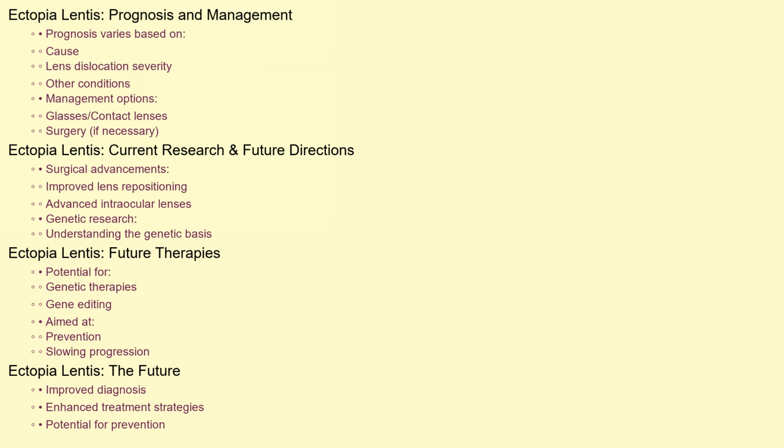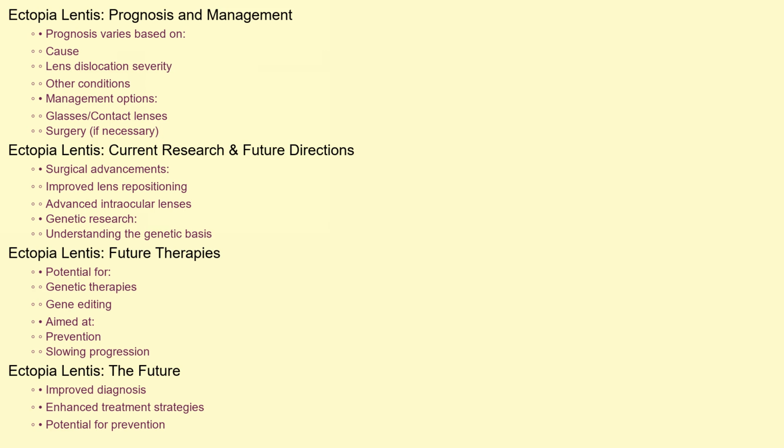The prognosis for individuals with ectopia lentis varies depending on the cause, the degree of lens dislocation, and the presence of other ocular or systemic conditions. With proper management, including glasses, contact lenses, and, if necessary, surgery, many individuals can achieve good vision and maintain a reasonable quality of life. Recent research focuses on improving surgical techniques for lens repositioning and developing more advanced intraocular lenses that can better address the unique visual challenges posed by ectopia lentis.